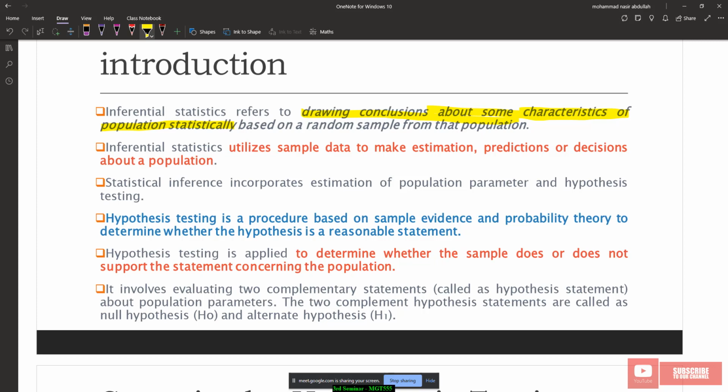Another one is inferential statistics. Descriptive statistics, which we looked at last lecture, is intended to describe the data based on a sample. But for inferential statistics, we want to draw a conclusion from a sample and infer back to the population, and it is based on a random sample from that population. So inferential statistics utilizes sample data to make estimations, predictions, and decisions about the population.